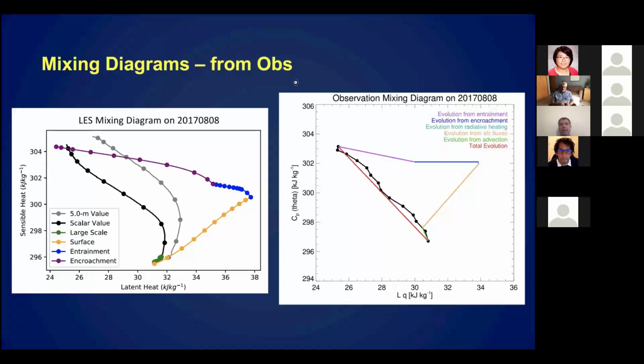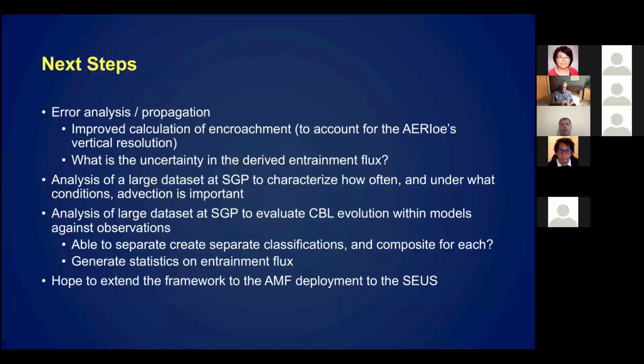So, last slide. I'll just end this by saying that we are really working to improve both our error analysis and the calculations of encroachment, so that we can ultimately come up with the uncertainty of the derived entrainment flux. We really want to use the large SGP data set to quantify and characterize how often advection is important. And ideally, let's see if we can create some separate classifications for these, dry CBLs and CBLs with shallow cumulus, so that we can try to do composite studies. And Qian and her team have done some of this already.